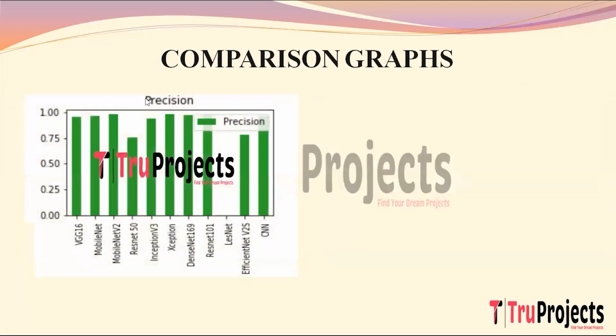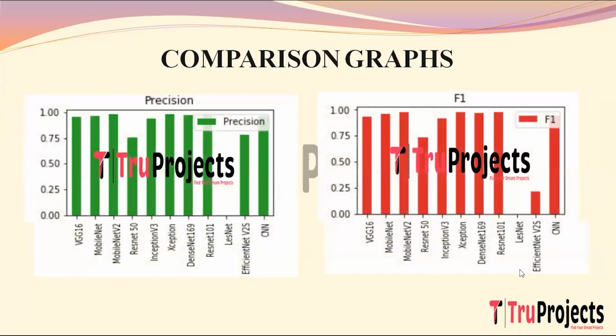This is precision scores comparison graph. In this graph on x-axis I have algorithm names and on y-axis I have precision scores. Precision measures the accuracy of positive predictions, indicating how many predicted positives were actually correct. And this is F1 scores comparison graph. In this graph on x-axis, I have algorithm names and on y-axis, I have F1 scores. F1 score combines precision and recall into a single metric, balancing accuracy and completeness in predictions.